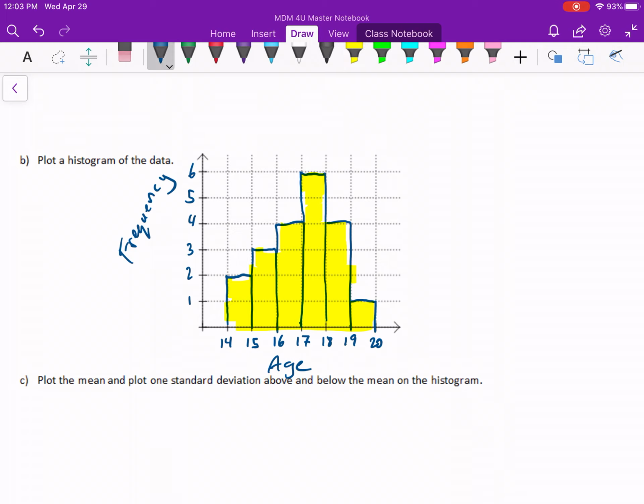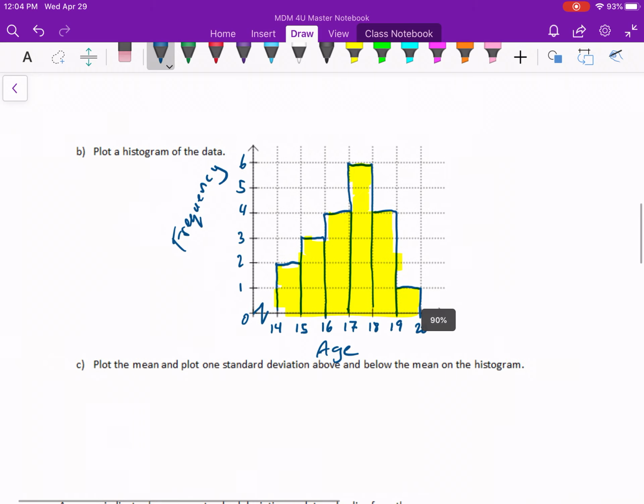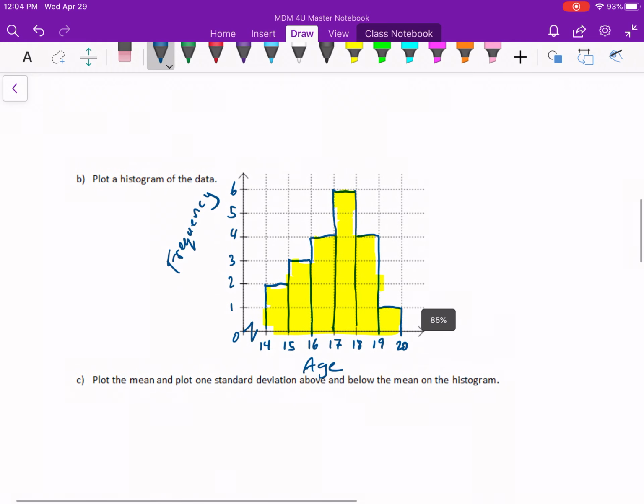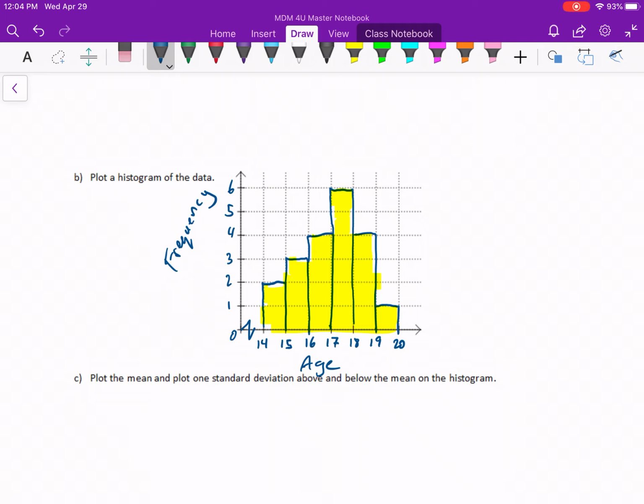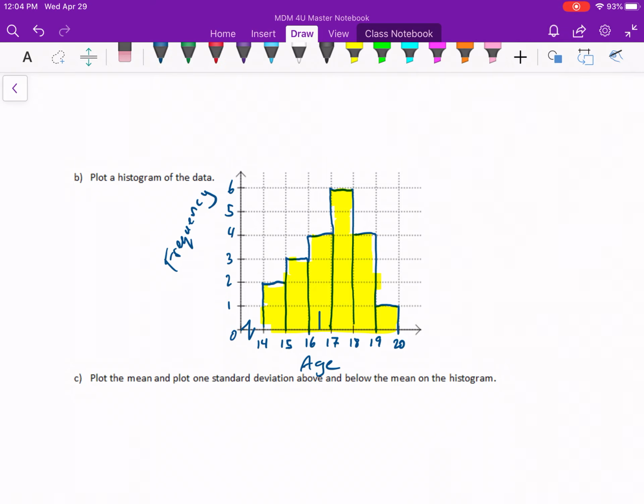Oh, and what I should do is put this little squiggle here between 0 and 14. That shows we're leaving out some numbers. That's just good form. Next part, plot the mean and 1 standard deviation above and below the mean on the histogram. All right, so the mean was 16.5 years. So maybe what I'll do is just use my line here at 16.5. I'll put a line like this. Call that mu, which is 16.5.